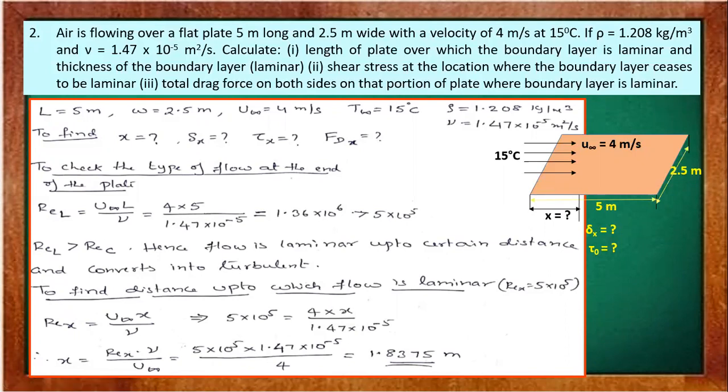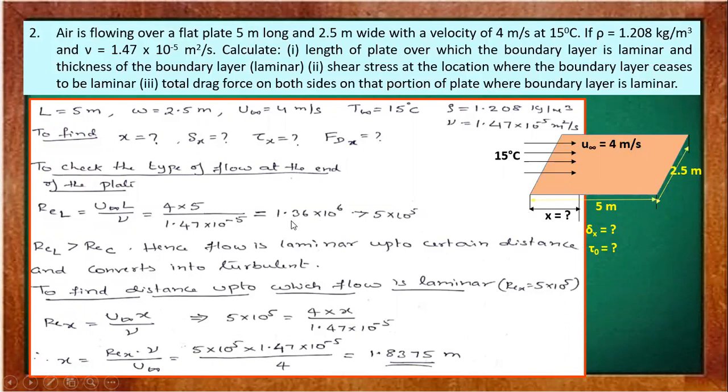So the first thing is to find the drag force in the laminar region, which is given as FdX here. Tau x is the shear stress, delta x is the boundary layer thickness in the laminar region, and X is the distance from the leading edge where the flow converts from laminar to turbulent. For this, first we need to know the Reynolds number at a distance of 5 meters, that is at the trailing edge of the plate. That is obtained by using Re L, where L is the length of the plate. So U infinity, 4, multiplied by 5, the length of the plate, divided by nu.